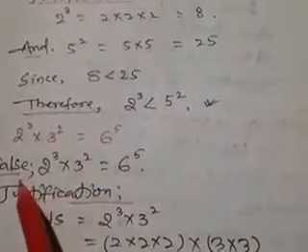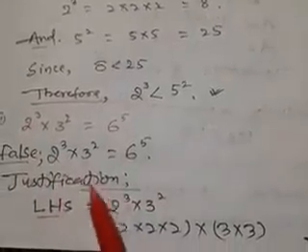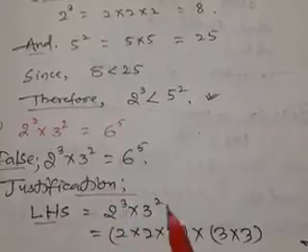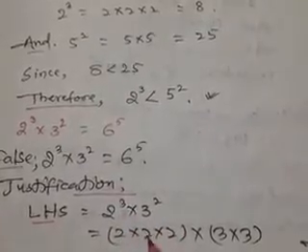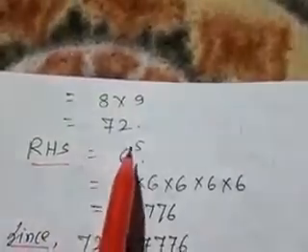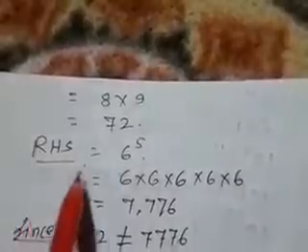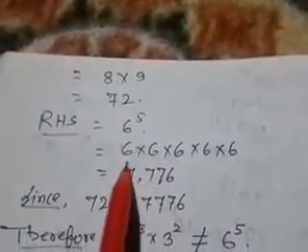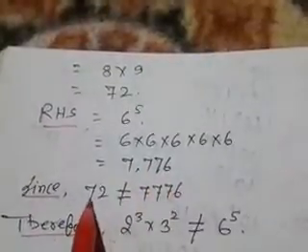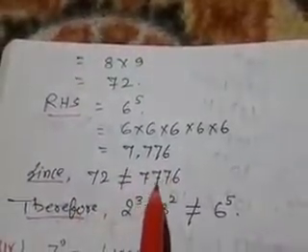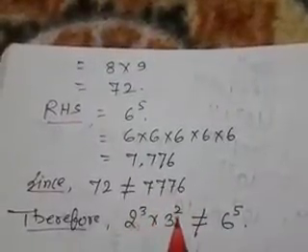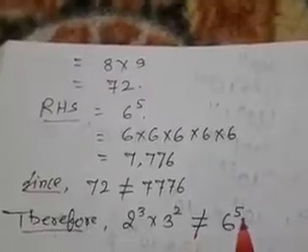Dear students, this statement is also false. When we solve it, we find LHS becomes 2 cube multiplied by 3 square. We write it this way: 2 multiplied by 2 multiplied by 2 multiplied by 3 into 3 is equal to 8 multiplied by 9, equal to 72, and RHS is 6 to the power 5. When we solve it, we find 7776. Since 72 is not equal to 7776, therefore 2 cube multiplied by 3 square is not equal to 6 to the power 5.